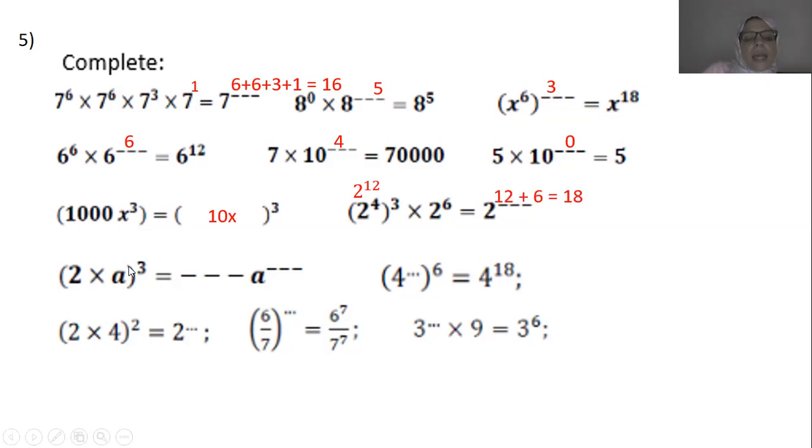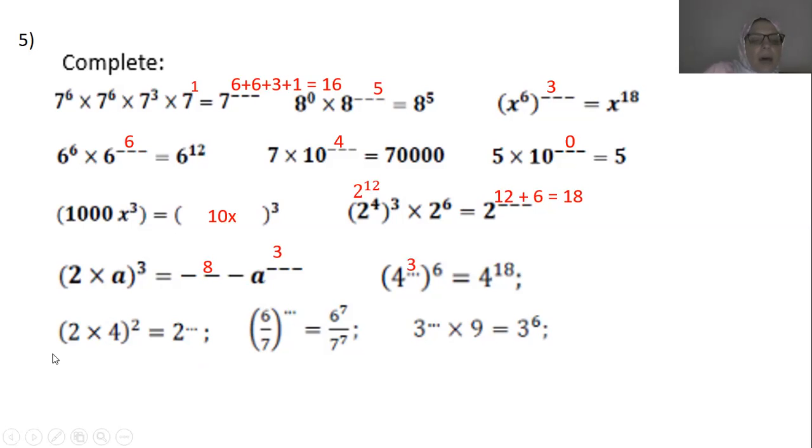Now 2 times a, all of it cubed, we write it. First, 2 cubed is what? 2 cubed is 8, and a cubed is what? It is a cubed. Now 4 to the power what, all of it to the power 6, is equal to 4 to the power 18. What number multiplied by 6 gives me 18? Yes, right, 3.